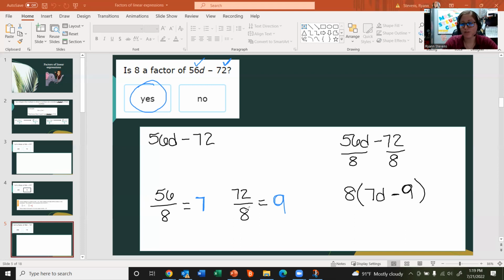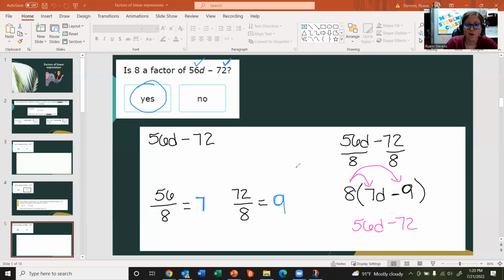You could also reverse this if you'd like to check, and apply the distributive property, where we take that 8 and distribute it into the parentheses. So 8 times 7 is 56d, and then 8 times negative 9 is negative 72, which is the expression that we started with. This is where factoring and the distributive property really connect. They are like multiplication and division, inverses of each other.